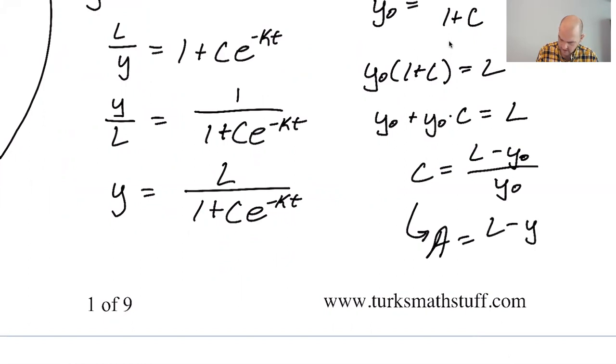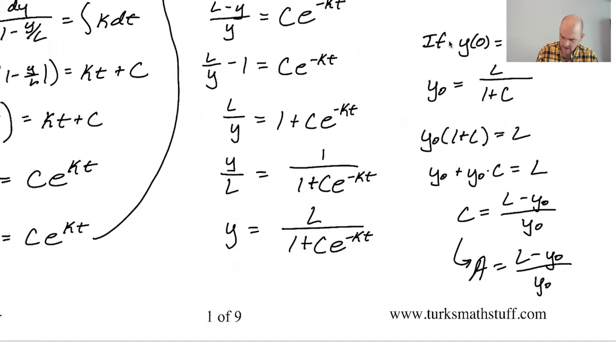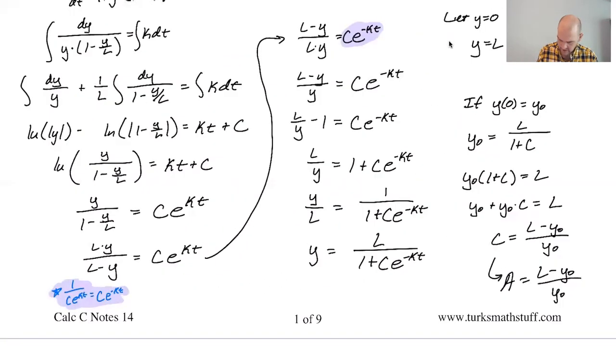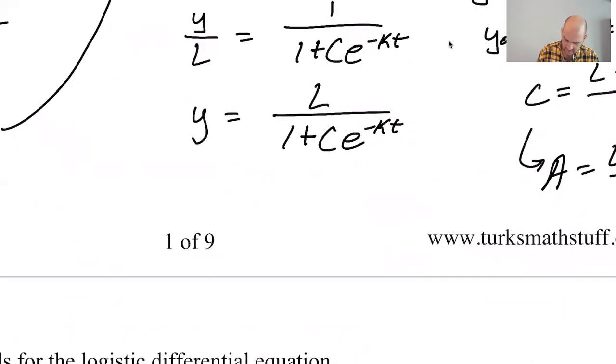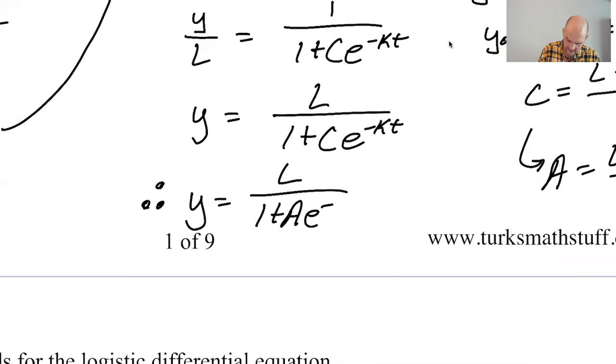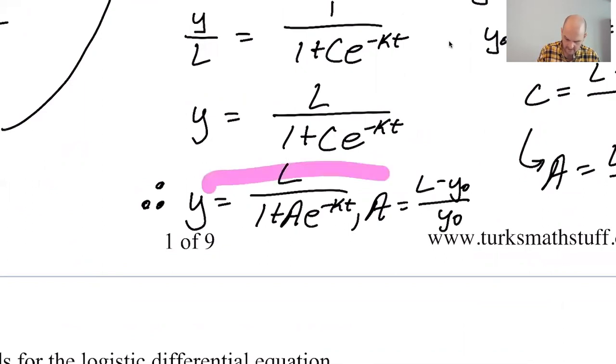And I don't know why. I guess because it's not an arbitrary constant. So this is our solution. Therefore, the solution is y equals L over 1 plus a e to the negative kt, where a is L minus y0 over y0. Woo! I think we got it. I'm pretty 100% sure that this is the equation that I wanted to end up with.